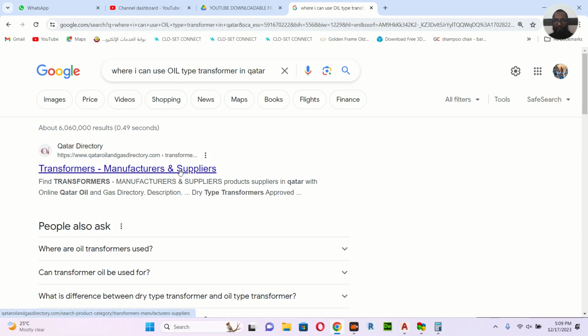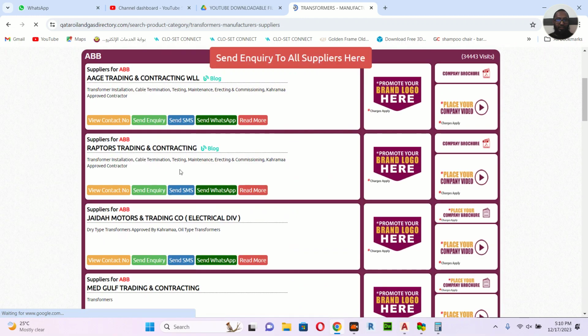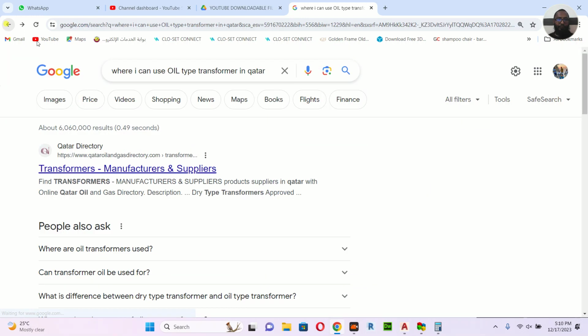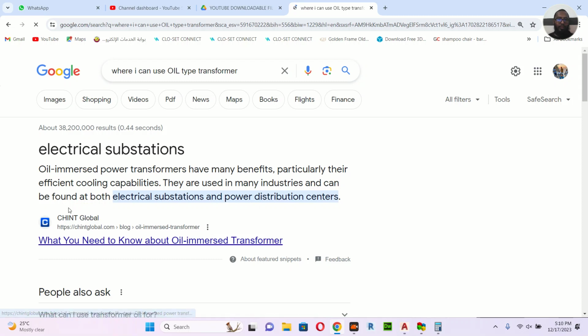Check it. As per the country, it can be changed, so it's not very important. Actually, it's important. You have to check the regulation. Where can I use oil type transformer? Let's forget Qatar. Oil-immersed power transformers have many benefits, particularly their efficient cooling capacity. They are used in many industries and can be found at both electrical substations and power distribution centers.